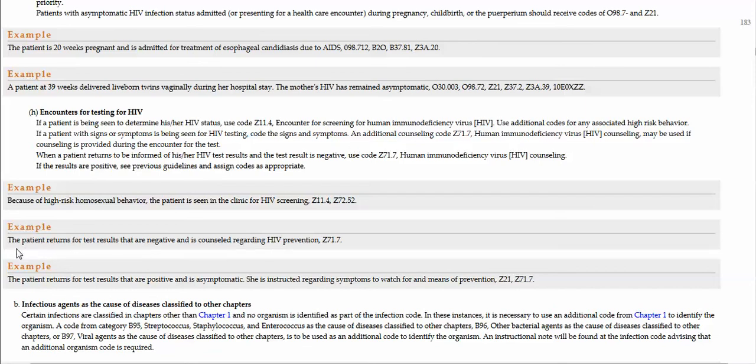So let's look at this one. Example: the patient returns for test results that are negative and is counseled regarding HIV prevention. Let's skip down to this one first. The patient returns for test results that are positive and is asymptomatic. She is instructed regarding symptoms to watch for and means of prevention. So she came back in for her test results. She's asymptomatic, but she does have positive results, Z21, and we're going to give her Z71.7 because we're giving her HIV counseling.